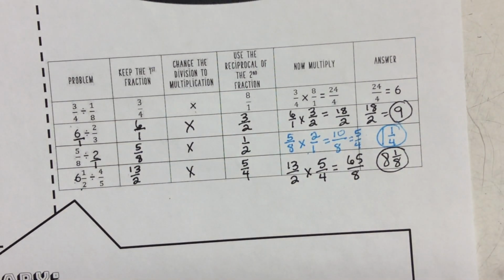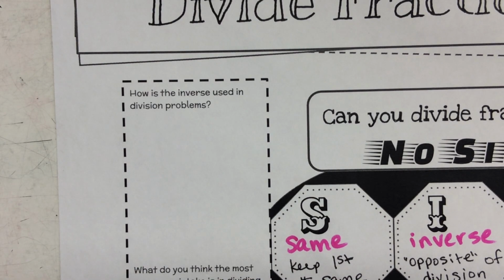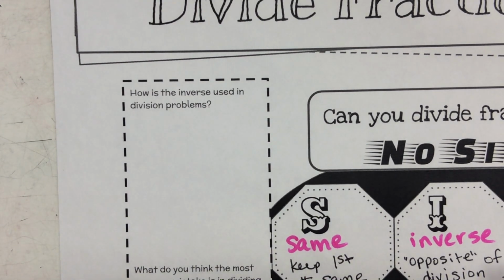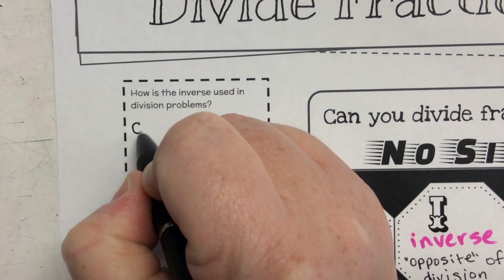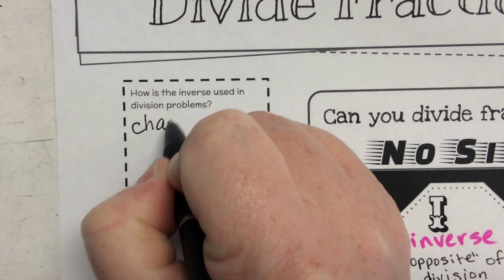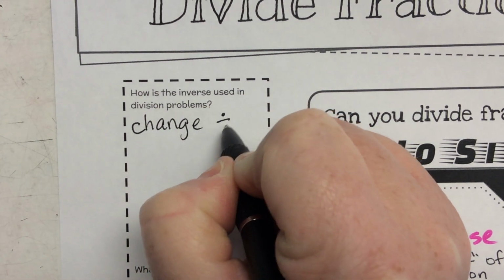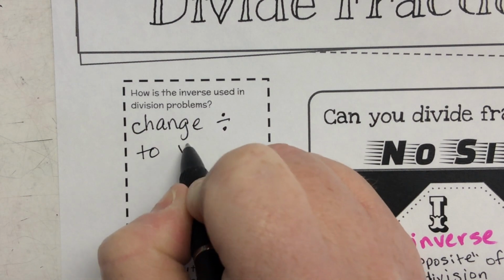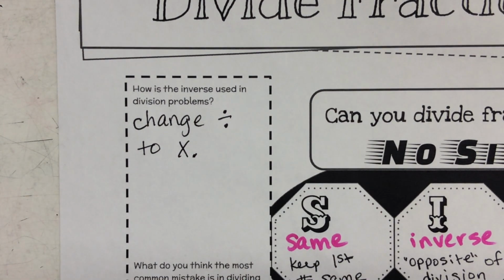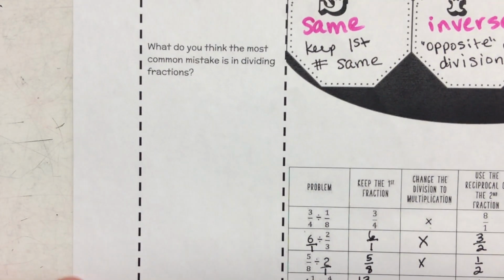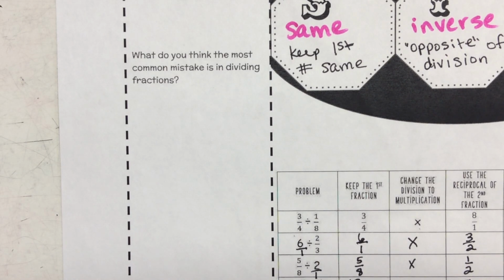Okay, last little bit here is looking at our questions. How is the inverse used? That means we change your division to multiplication. Okay. What do you think is the most common mistake? Oh, that's such a good one. There are a lot of mistakes. I'm going to ask you about that in class. I want to know what you think the most common mistake is, okay?